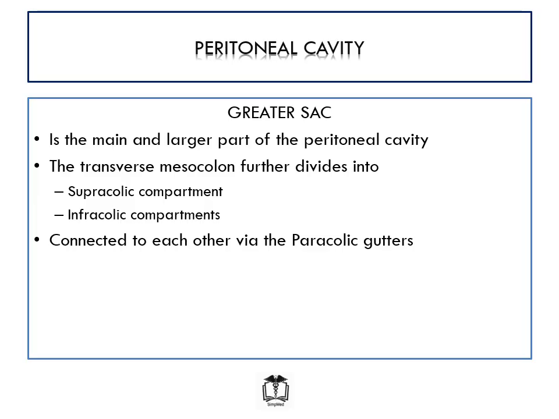The greater sac is the main and larger part of the peritoneal cavity as shown in the previous image. It is further divided into two subcompartments called the supracolic compartment and the infracolic compartment. What fosters this division is the transverse mesocolon. The part of the greater sac above the transverse mesocolon is called the supracolic compartment. The part below the transverse colon is called the infracolic compartment.